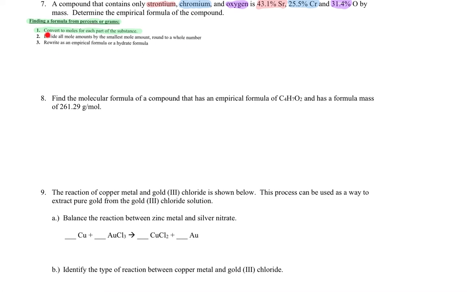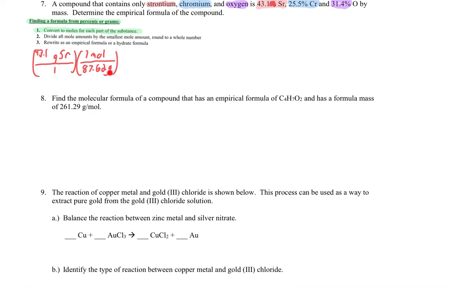And the first step is to convert to moles for each substance. Now, since we have percents, we can assume we have 100 grams, and that means that we can just change the percent sign right to a grams. So we're going to start with 43.1 grams of strontium. I got to convert this to moles. Well, according to the Triforce, 1 mole is equal to the formula mass in grams. Formula mass of strontium is on periodic table. It's 87.62 grams in 1 mole.